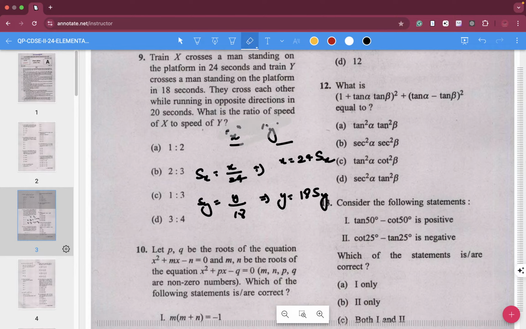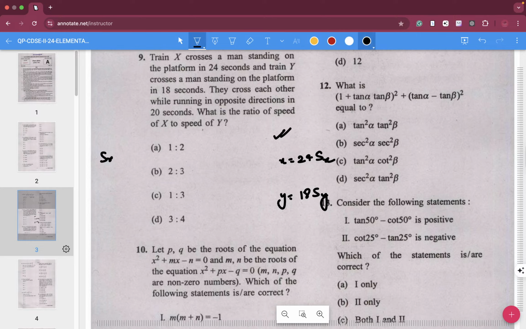These are basically the lengths of the trains. Now the speed of train X plus the speed of train Y, and they cross each other in 20 seconds. Speed is equal to distance by time, and X and Y are the lengths of the trains.